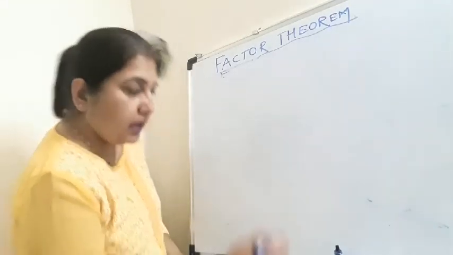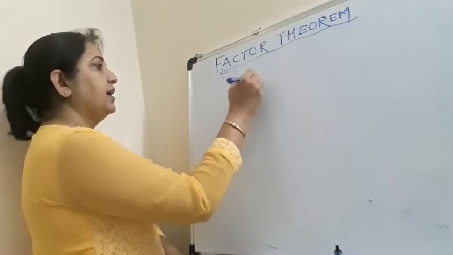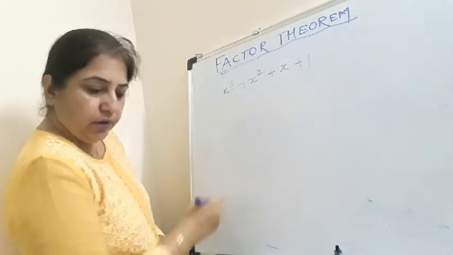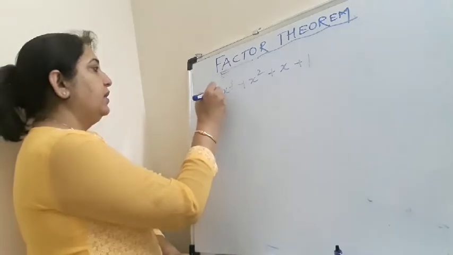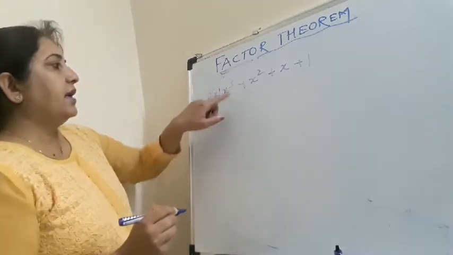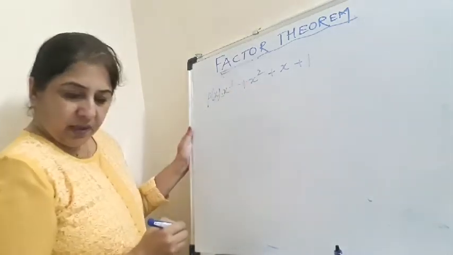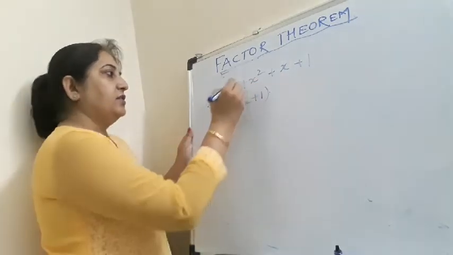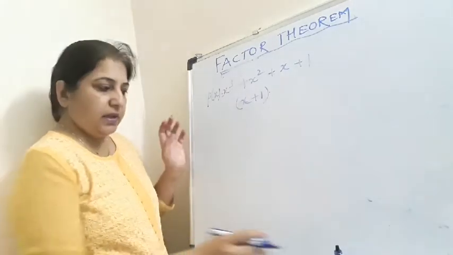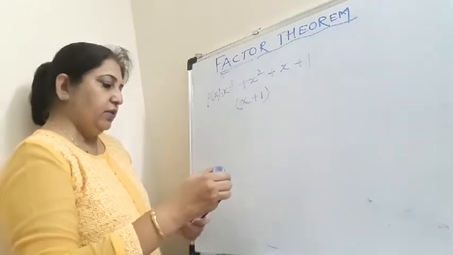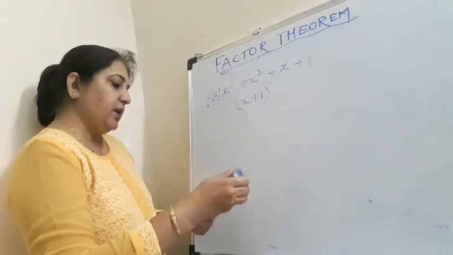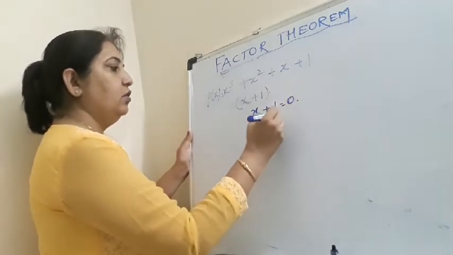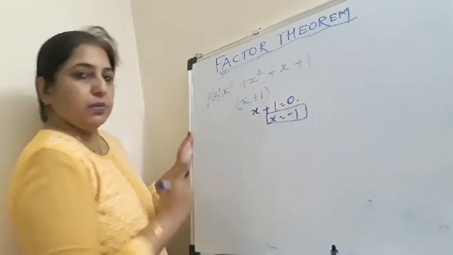The question is from exercise 2.4 and the polynomial is x cube plus x square plus x plus 1, and they are saying to find whether x plus 1 is a factor or not. Okay, x plus 1 whether it is a factor or not. So what we'll do, we will put x plus 1 equals to 0. x plus 1 is equal to 0. x will be equal to minus 1.